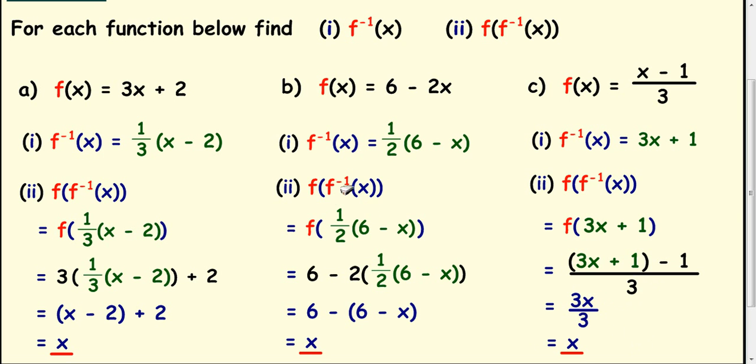And you'll start to notice every time here we've got x. And this is the case when you substitute the inverse into the actual function. What you're doing is you're going on a journey away from x, and then your inverse takes you all the way back, and that's why you get x as an answer. Every time you substitute the inverse back into the actual function, you will get x.